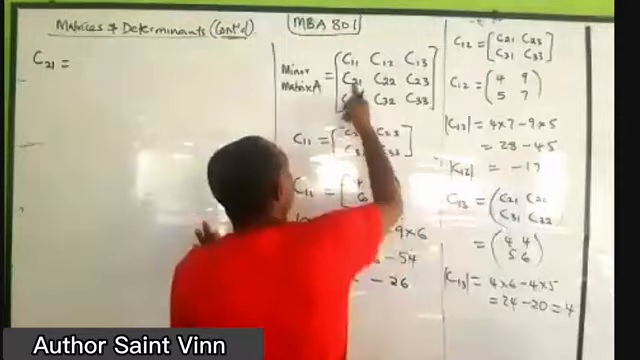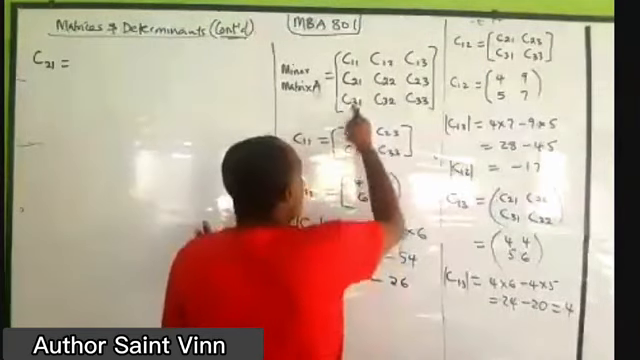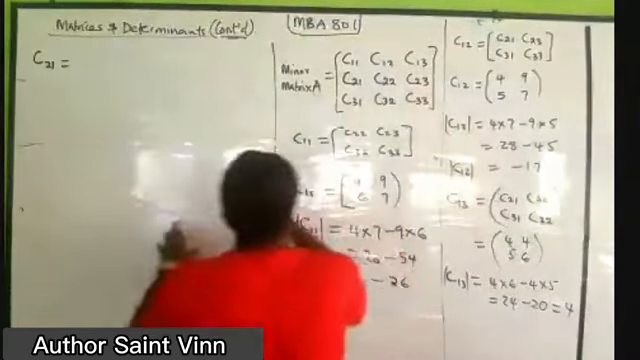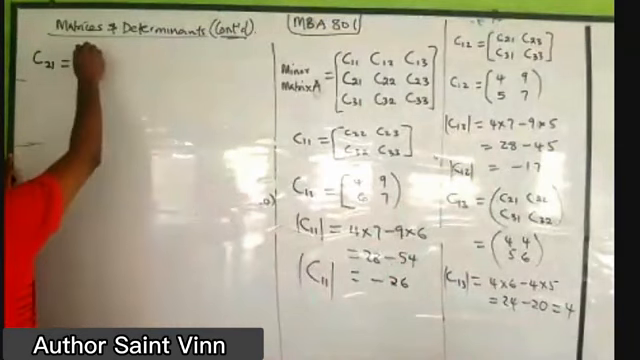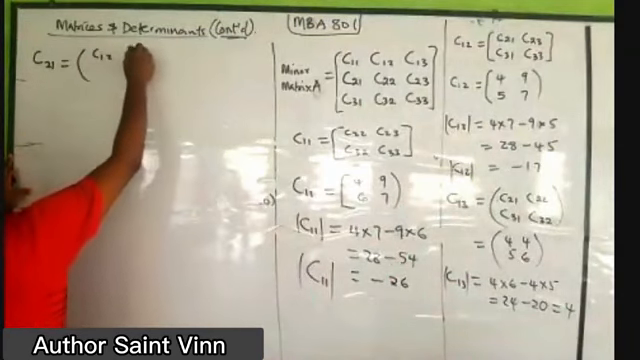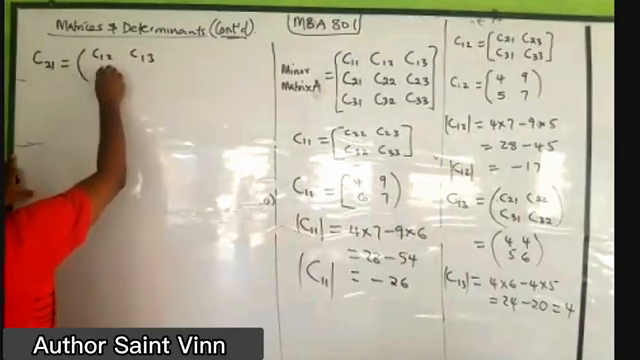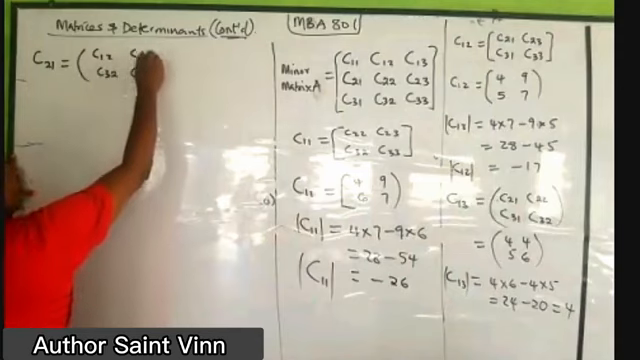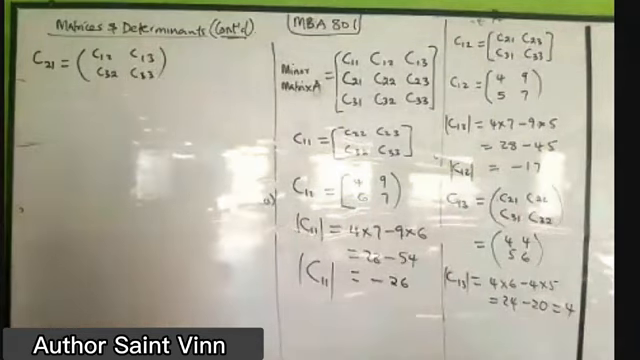So the whole of this will go. What are we left with? C12, C13, C32, C33. Good.